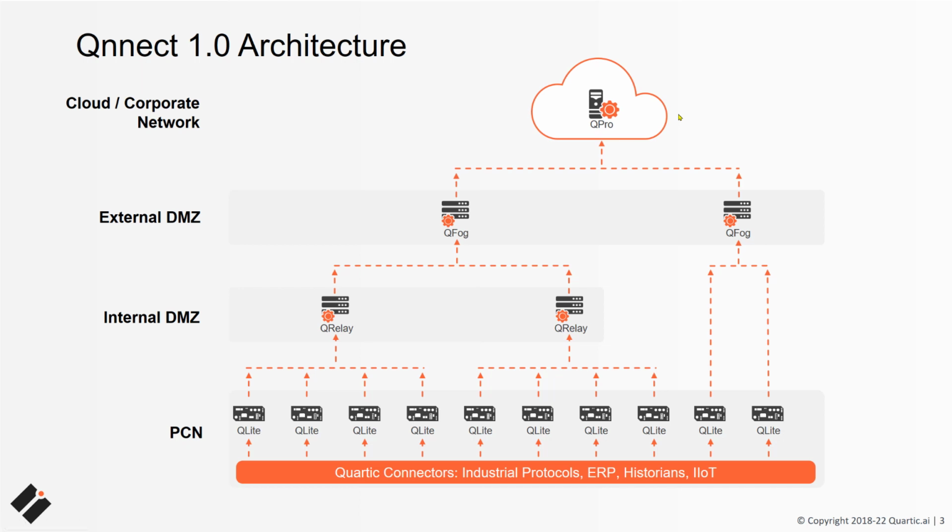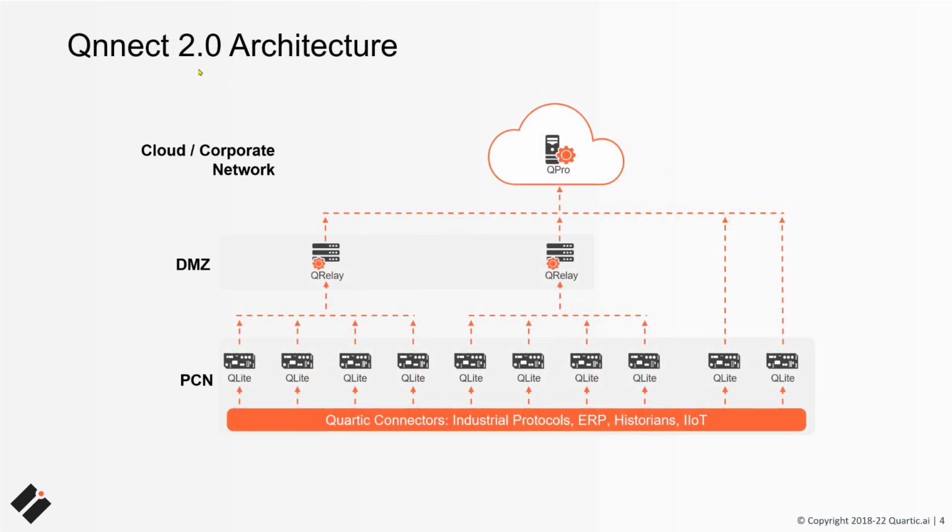Now, one thing I'll point out is we're looking at a QNect 1.0 architecture. We're currently undergoing an architecture revamp of our edge connectivity, so there's lots of internal changes going on, but the main one you need to be aware of when configuring this is we're combining the capability of the QLite and the QFog, really moving that proxy component into the QLite itself. So if you look at a QNect 2.0 architecture, it's now possible to have a QLite directly connecting to the QPro because this already has that proxy, that QFog piece built into it.